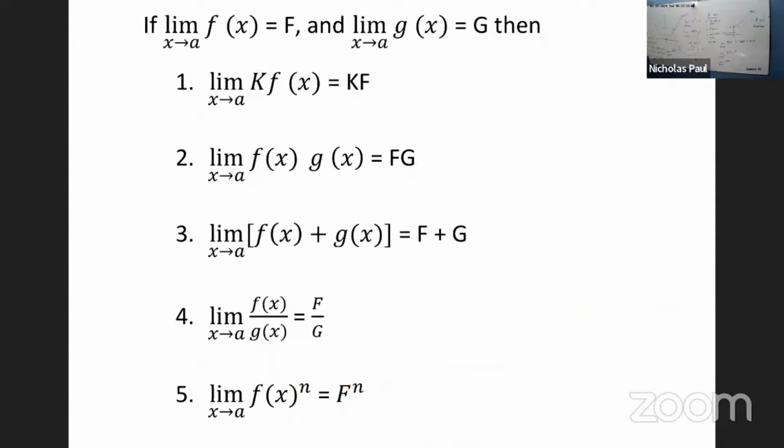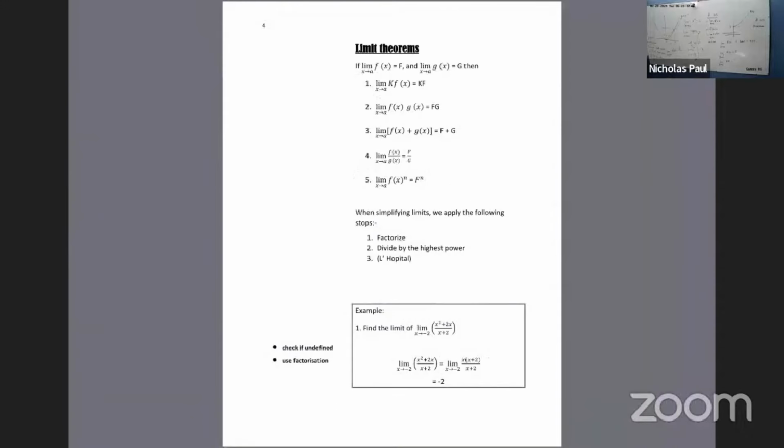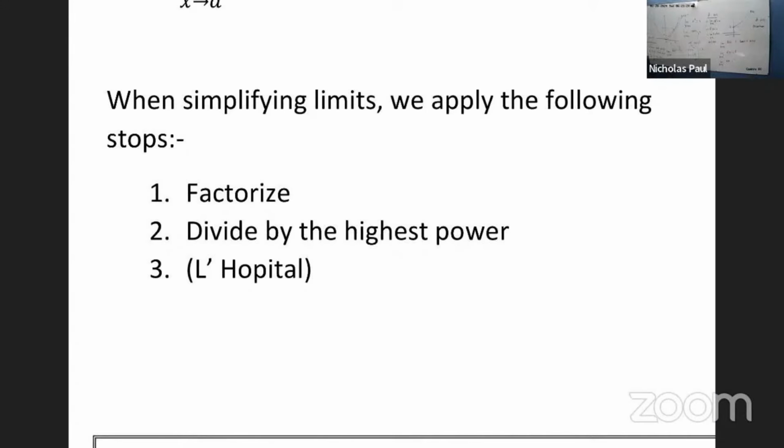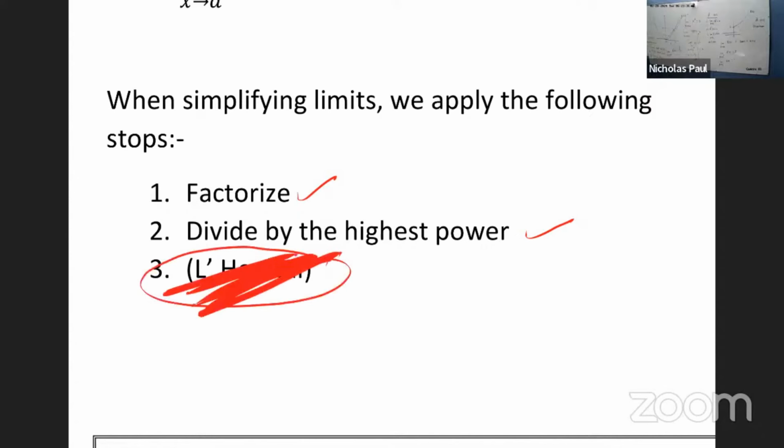So how do we apply this now? In order for us to apply it, we have two rules that we can use, and the third is to check. You can factorize, you can divide by the highest power, or you can check it with L'Hopital. You cannot use L'Hopital for your solution, just to check your answer.